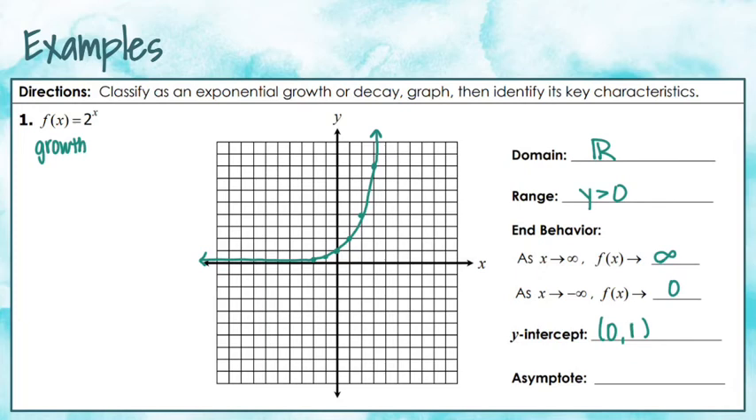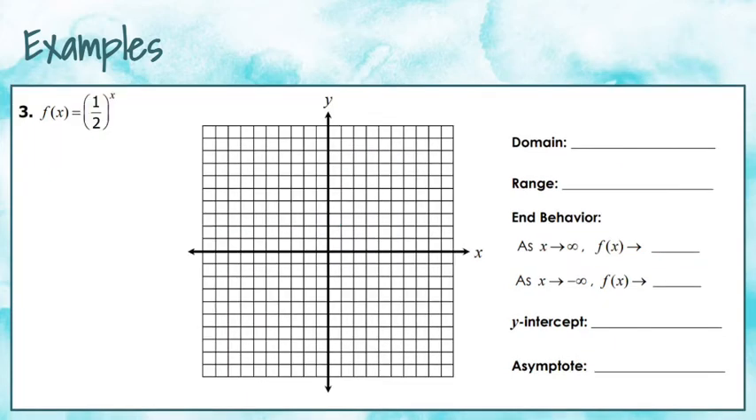Finally, the asymptote is the line that our function will never touch. And you can see that that's the x-axis. The equation for the x-axis is y equals 0. And now we're going to look at number 3 together. Number 2 is almost identical to number 1, so you shouldn't have any problems with it.